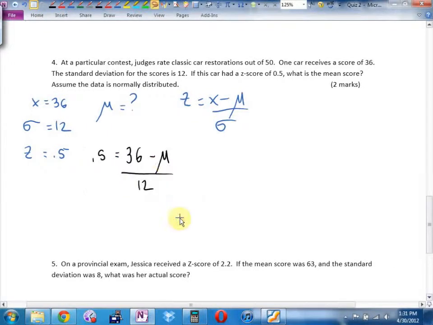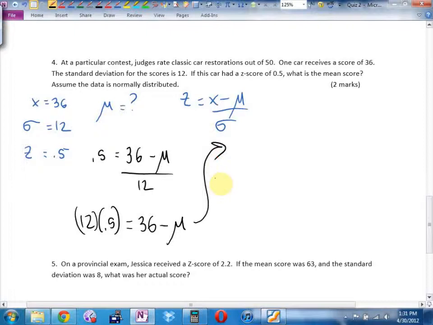Darn right I cross multiply because I want to try and get this by itself. What's this over? It's invisible. So it's going to be 1 times that, which is just that whole thing, equals 12 times that. I'm going to get 12 times 0.5 equals 36 minus mu. What is 12 times 0.5? Anyone? Oh yeah, half of 12. 0.5 is half of 12, which is 6. So this is going to be 6 equals 36 minus mu.